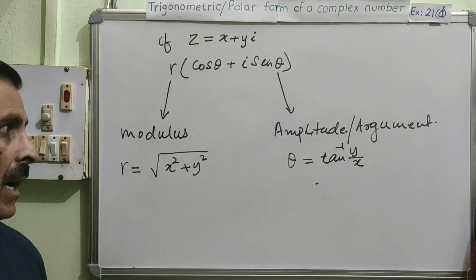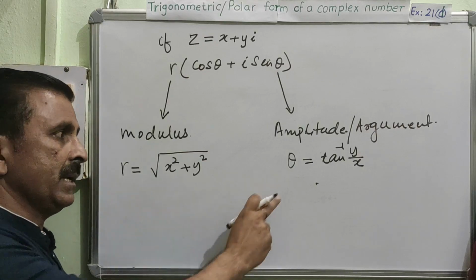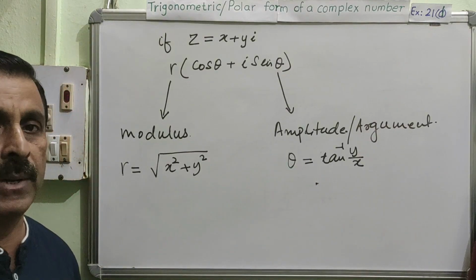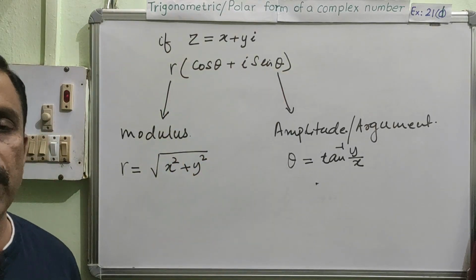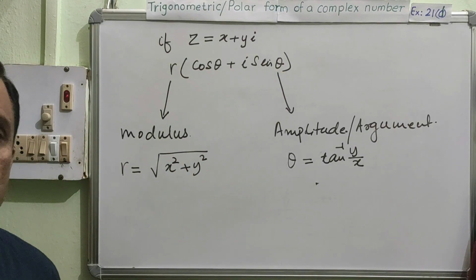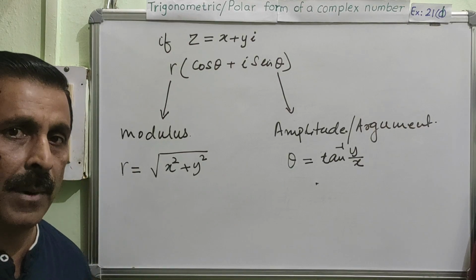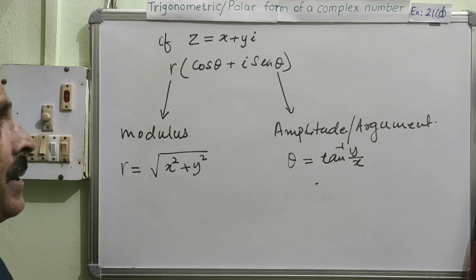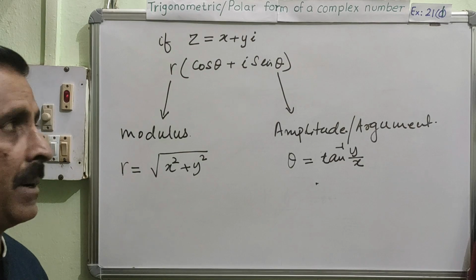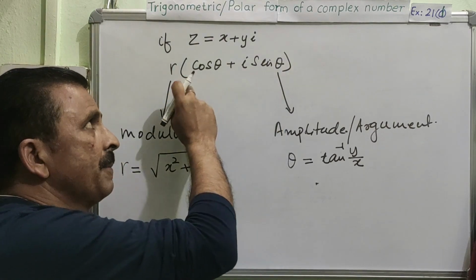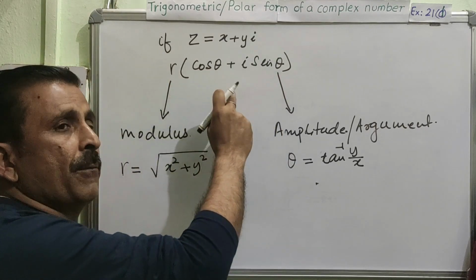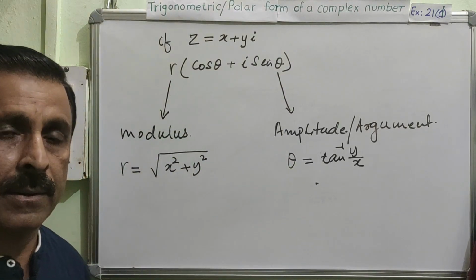Hope this is clear. Once these two are calculated, whenever we are asked to write the polar form of a complex number, our aim will be to calculate the modulus and then the amplitude or the argument. After calculating these two components, we can just put them in the formula and get the polar form of a complex number. Once again, the polar form of a complex number is r times (cos theta plus i sin theta).